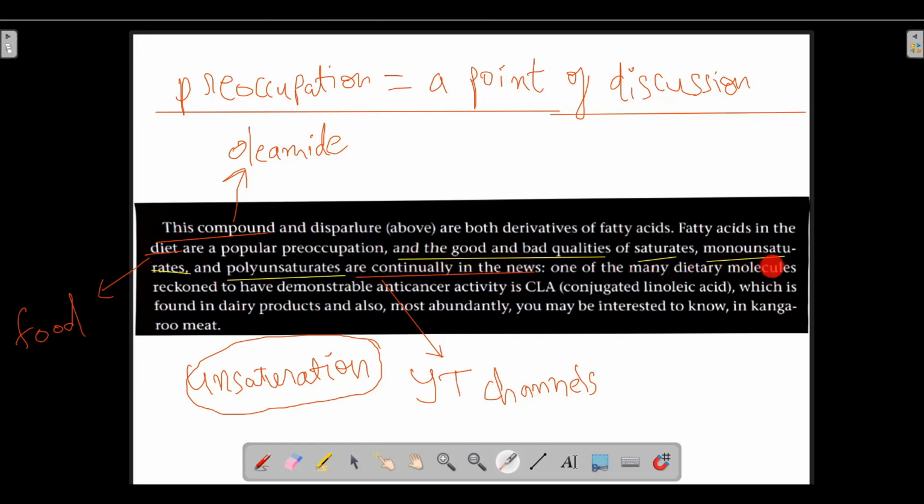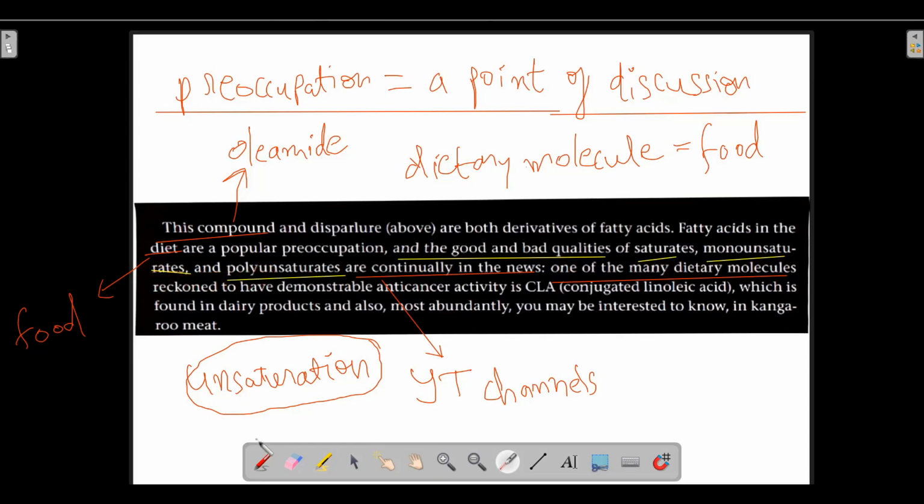One of the many dietary molecules. A dietary molecule means a molecule which is taken in the form of food, a molecule which is eaten and ingested as food. So, one of the many dietary molecules reckoned.